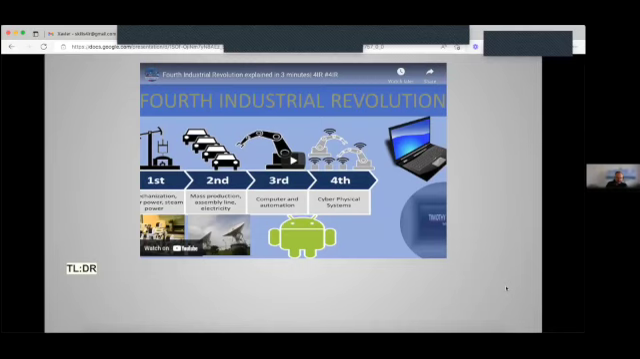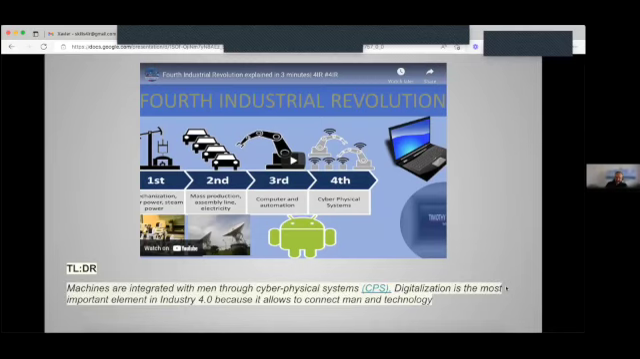Thanks for sharing that. So in that spirit, I tried to summarize what we've viewed up till now in one sentence, I guess. And that is, machines are integrated with men through cyber-physical systems, or CPS. And digitization is the most important element of Industry 4.0 because it allows us to connect man and technology. So there you have it. Again, the message is coming through: work with technology and embrace technology.